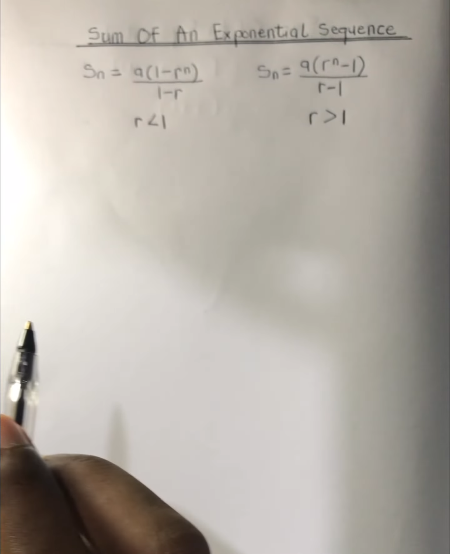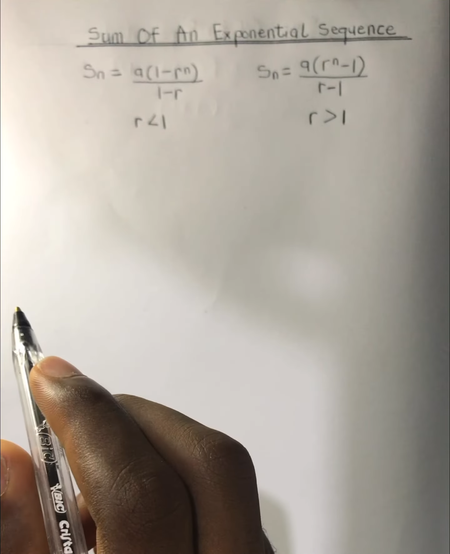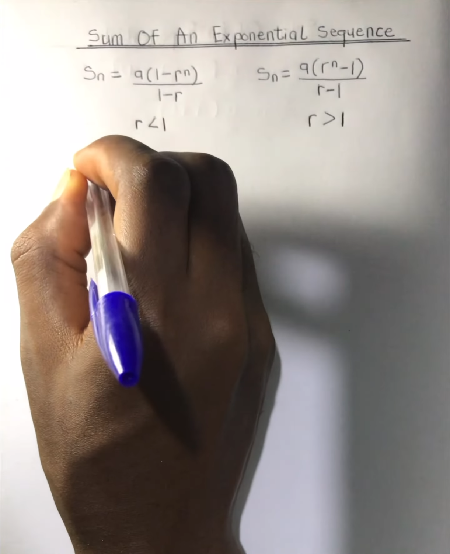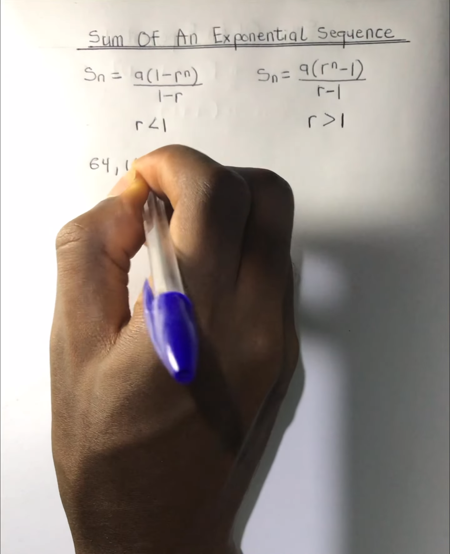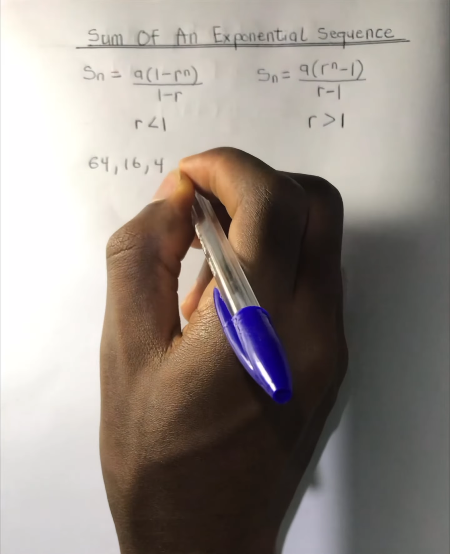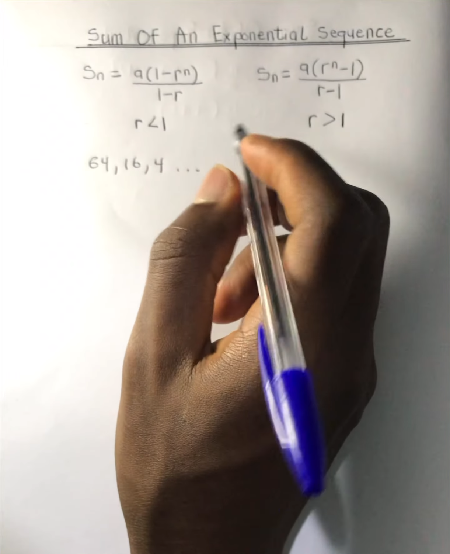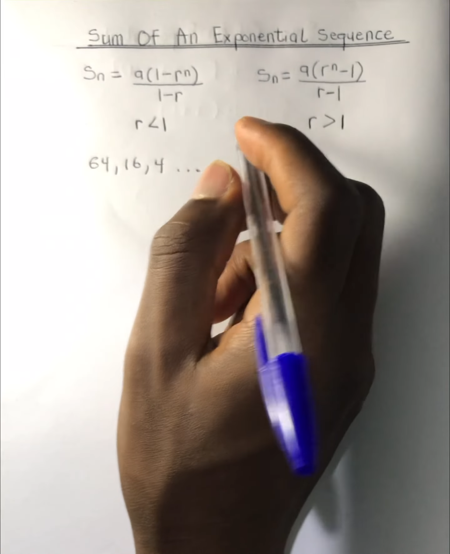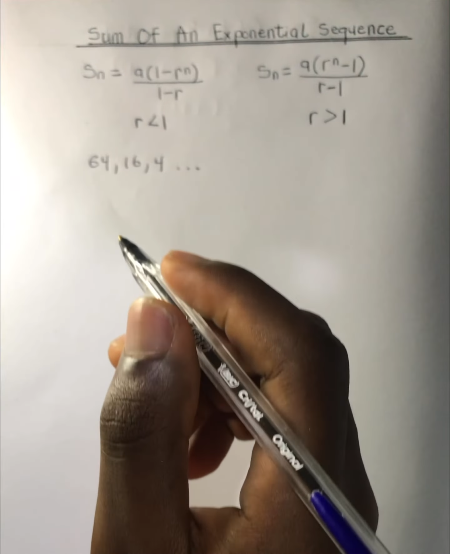Now let's pick an example. Find the sum of the first 6 terms of 64, 16, and 4. As we discussed in our previous video, this is a geometric sequence, because it has a common ratio.